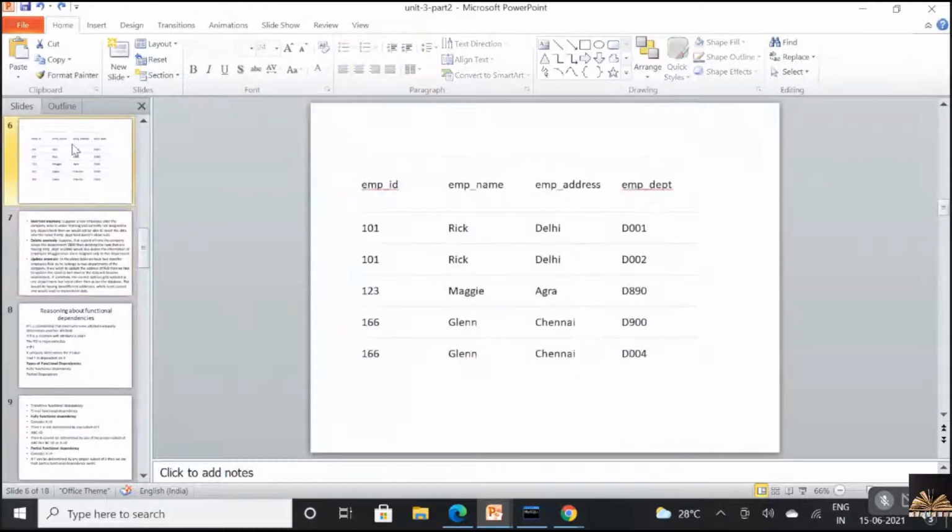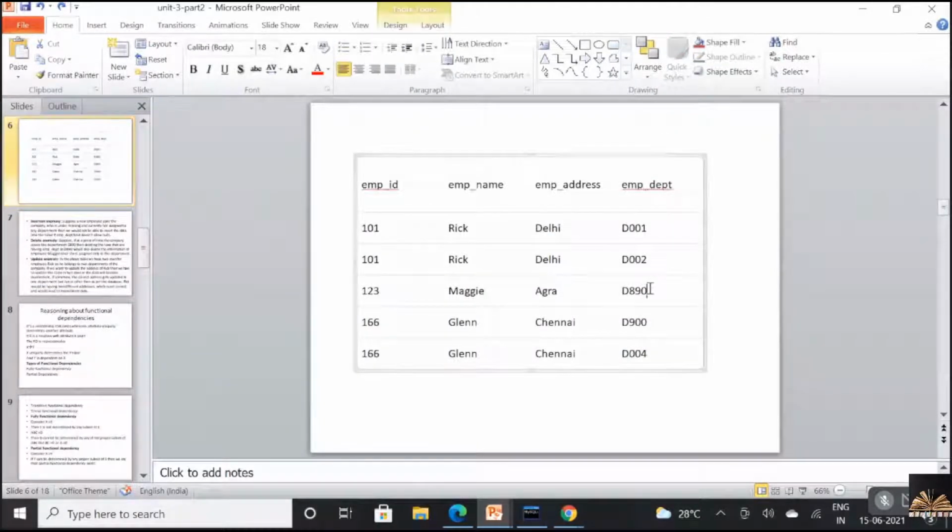So see over here, 890 needs to be removed. Whenever I want to remove a particular column value, I have to remove the complete row. So: delete from employee where employee department is equal to D890. This would also remove the details of Maggie, whose ID is 123, whose employee address is Agra.